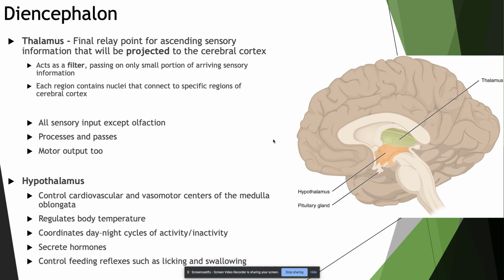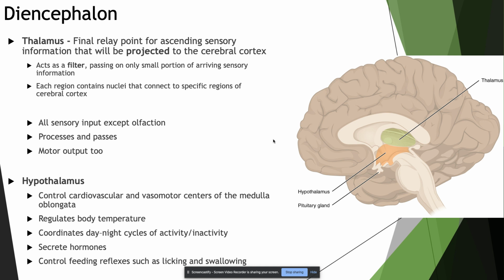So the diencephalon serves as the structural and functional link between the cerebral hemispheres and the rest of the central nervous system. The diencephalon is completely covered by the cerebrum and is not visible by external examination, so it needs to be sliced open to be able to be seen.